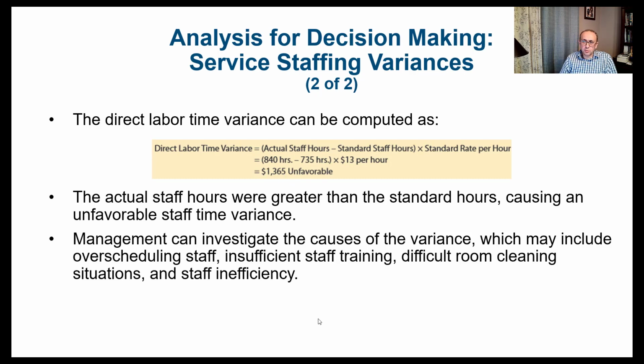So the actual staff hours were greater than the standard hours, causing an unfavorable staff time variance. We need to know the reason. So management can investigate the causes of the variance, which may include things like overscheduling staff or insufficient staff training, or maybe difficult room cleaning situations and staff inefficiencies. So all of these could be the reasons. But again, the idea of doing this kind of analysis is to try to be aware of the problem, and then we try to analyze the problem, if there's a problem.